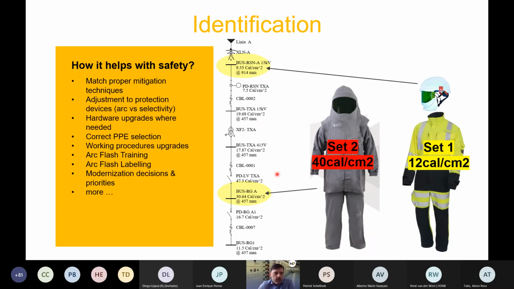So if you have all the calculations done, you might match proper mitigation techniques to decide which one is the best. Adjust protection settings to improve the situation. Make some hardware upgrades where it's needed. Make correct PPE selection, so improve it. And of course, working procedure upgrades, that's what I said before, ACFAS training, labeling, and make some priorities for your modernization plan if needed.